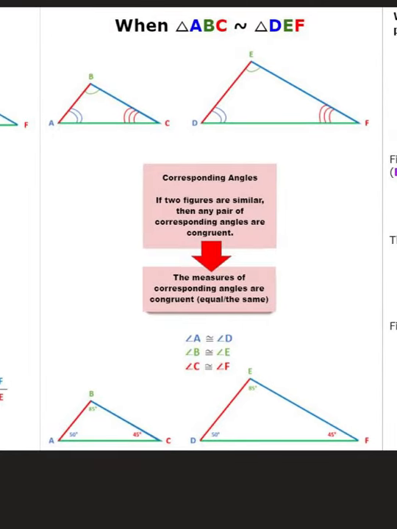Next slide is referring to the angles. You can see here the angle markings. So when they're marked the same, those are corresponding, and when they're the same also, they are congruent. So angle B corresponds with angle E, and they are the same angle measure. Angle A corresponds with angle D, and they are the same angle measure also. And same thing with angle C and angle F.